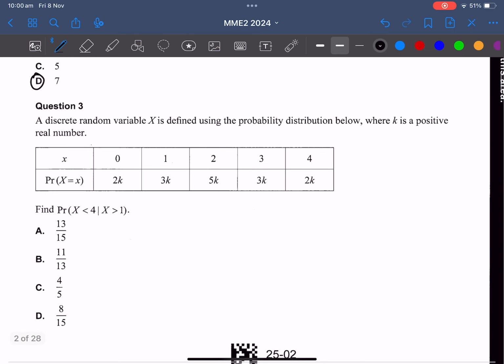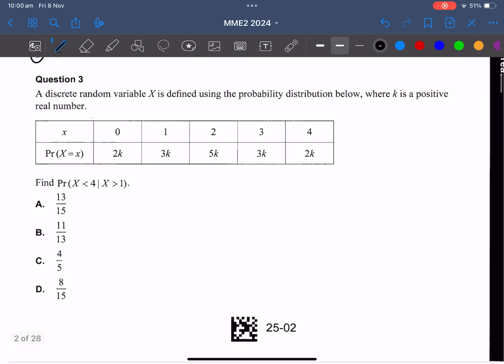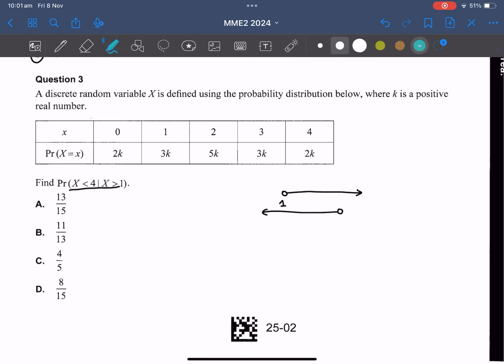Okay, so question number 3. A discrete random variable x is defined using probability distribution below, where k is a positive real number. Okay, find probability that x is less than 4 given that x is greater than 1. Okay, so we'll draw a number line, so probability that x is greater than 1 is going to look something like this. And probability that x is less than 4 is going to look something like this. So basically we are finding the probability over here. This is the intersection part.